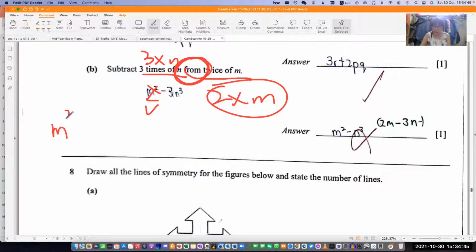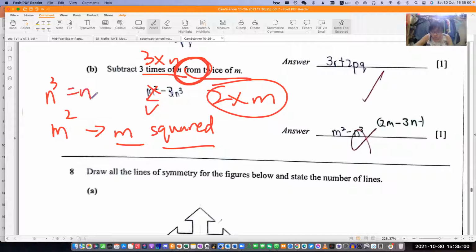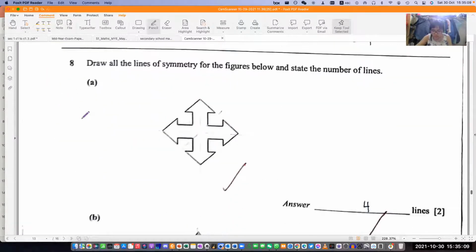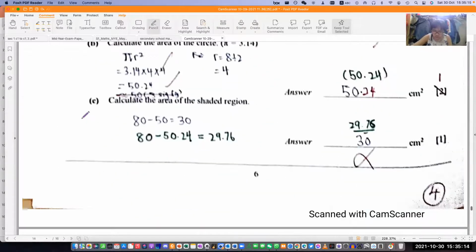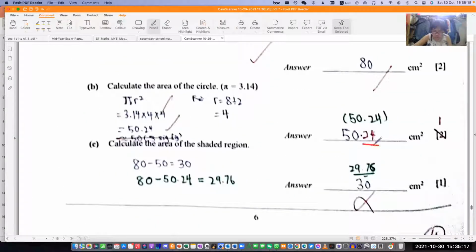Okay, what is this m to the power of 2? In English, it's called m squared. Now, what is this in English? This is called n cubed. Yeah. This one is good. Line of symmetry. The rest is good. How come you get the 2, 4? How come you never write the 2, 4? And by the way, who asked you to round? No, who asked you to round?